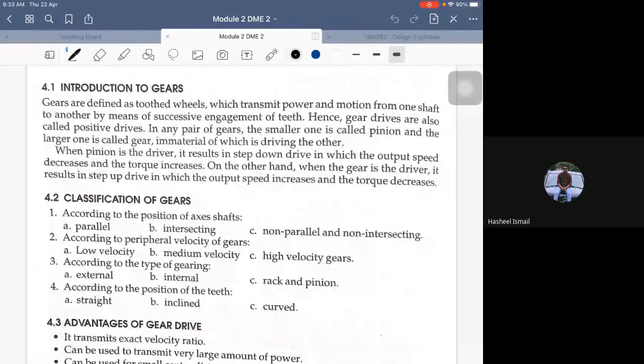Okay. That said, we will start with the gears. So how many of you know about gears before I start? We shall have a small discussion about it, and then we will go in depth. So what is a gear for you? Where have you seen that? What is its use? Anyone?